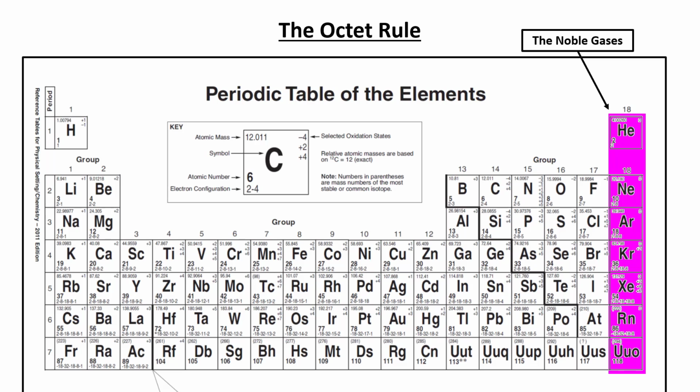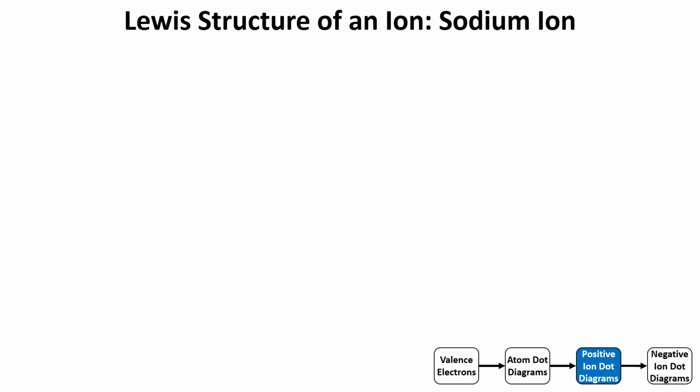There's only one exception. Helium at the top there only has 2 valence electrons, and that's because the first shell is filled up. Remember, the first shell gets filled up after 2 electrons and then moves on to the next level. That's what we learned with the Bohr atom. Okay. So let's look at how we can draw the structure of a sodium ion, keeping this in mind. You'll see what this means with the Octet Rule.